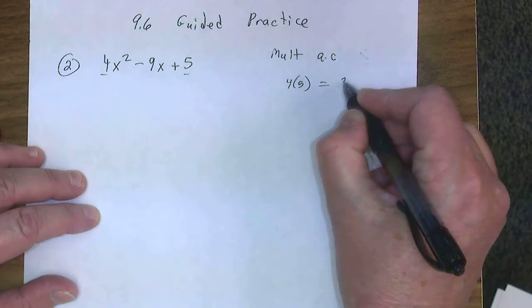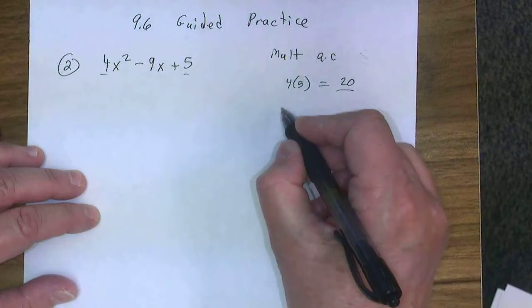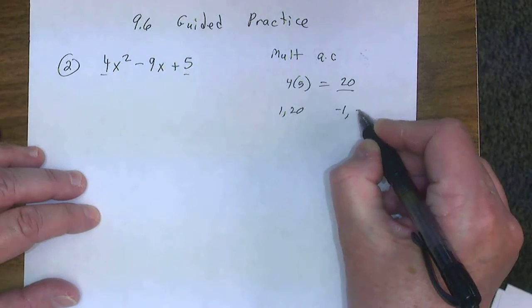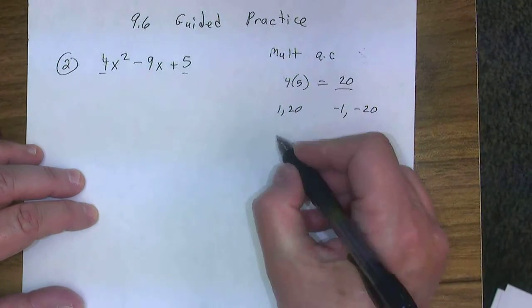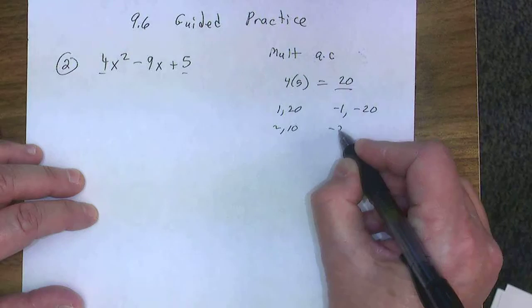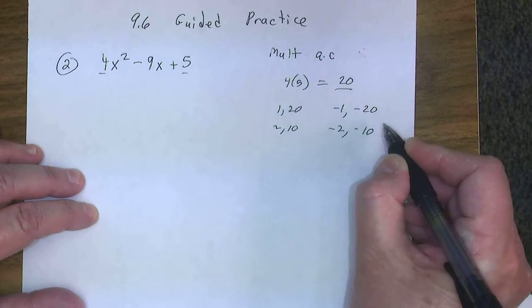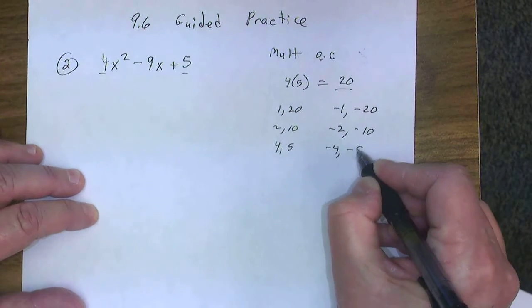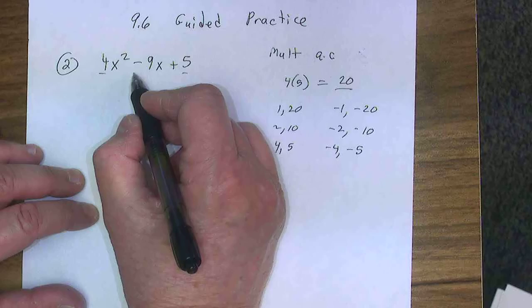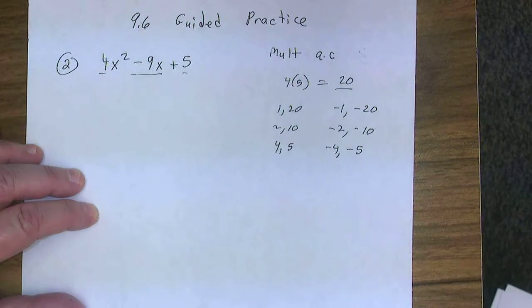That gives us 20. Now, factors of 20, positive 20, would be 1 and 20 or negative 1 and 20. Could be 2 and 10, negative 2 and negative 10. Could be 4 and 5, negative 4 and negative 5. I need the sum to be negative 9, which is these two numbers.